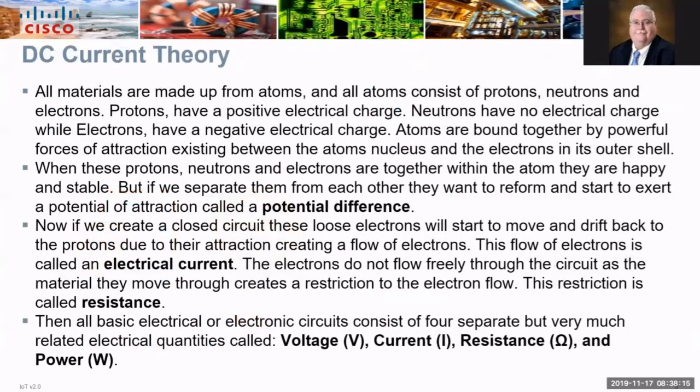All materials are made up from atoms, and all atoms consist of protons, neutrons, and electrons. Protons have a positive electrical charge while neutrons have no electrical charge and electrons have a negative electrical charge. Atoms are bound together by powerful forces of attraction existing between the atom's nucleus and the electrons in its outer shell.